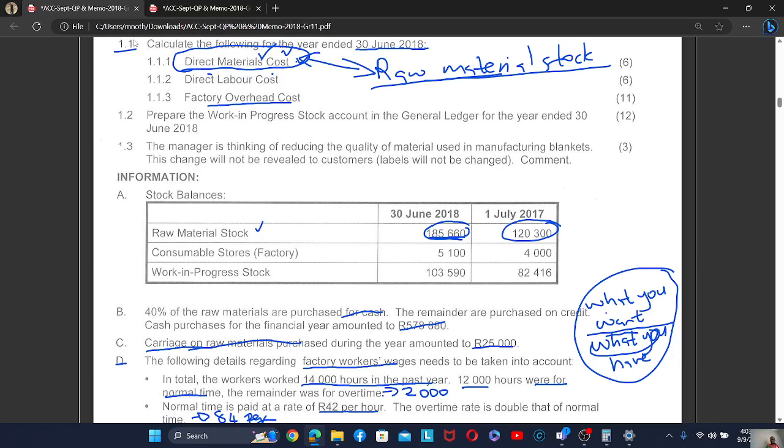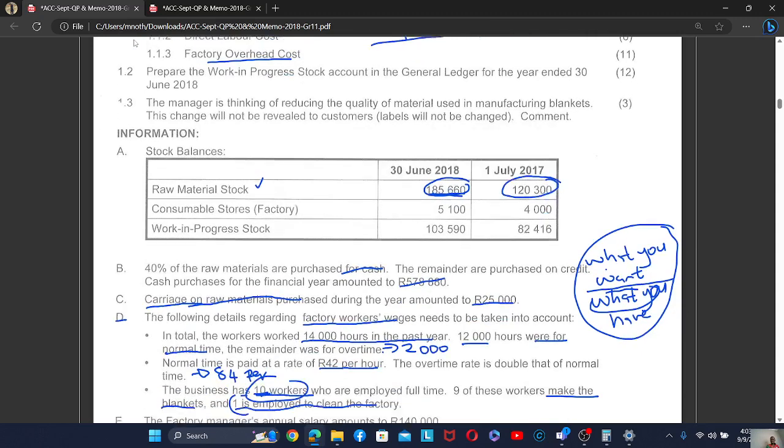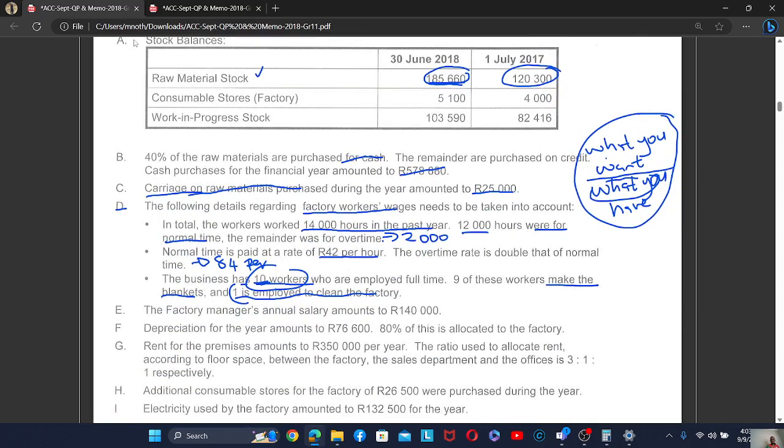Speaking of the indirect material, it's 4,000 at the beginning of the year, and then this one is at the end of the year. So 4,000 minus 5,100, like that. But surely there was an indirect material that was bought during the year.